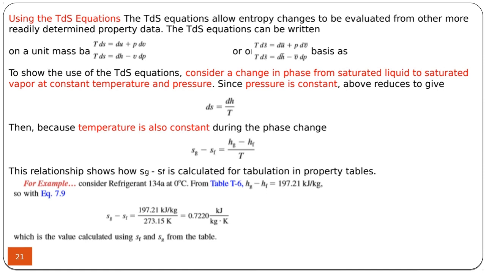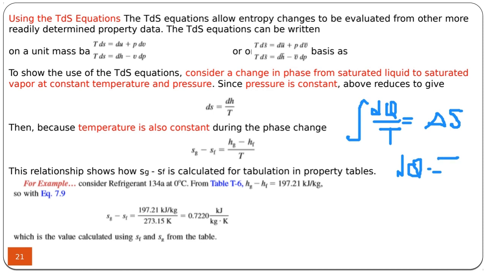So we have what are called TdS relations, because remember that for a case of reversible cycle, dq divided by T is called the change in entropy. Or we can write this as dq, which is equal to T times ds.